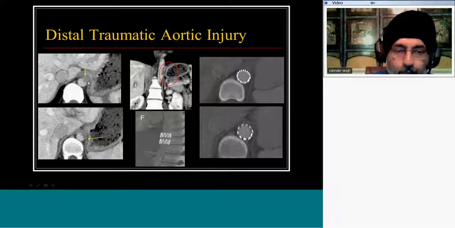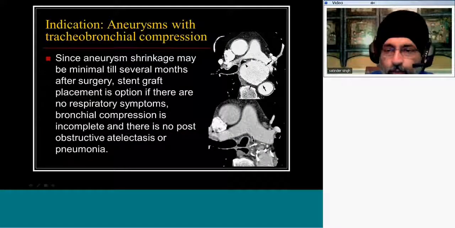This is at the level of the aortic hiatus. You can see the wall of the aorta is thickened, and there is an intraluminal filling defect. It is seen on both the coronal and the axial views. This patient was treated with an endostent. It was a small stent across this area, and this is a follow-up CT after 3 months. The stent is well preserved, there is no leak, and this patient is doing well, actually.